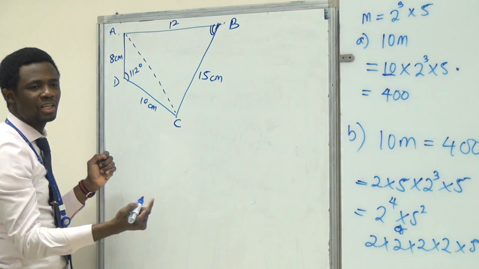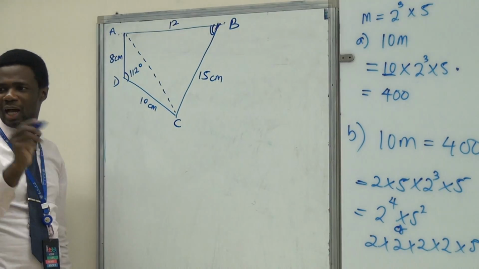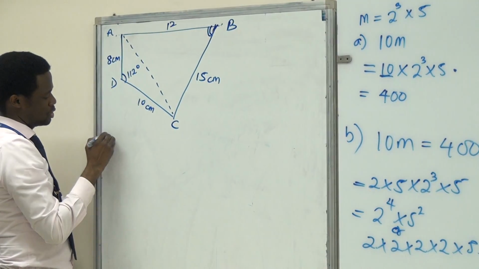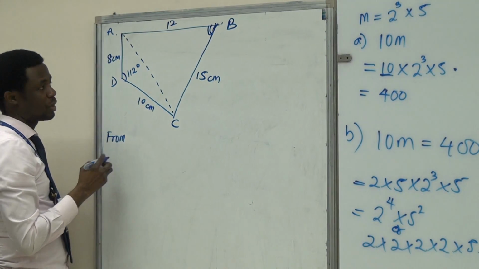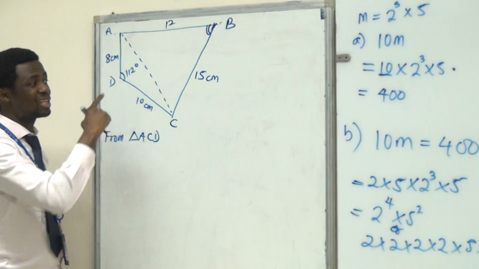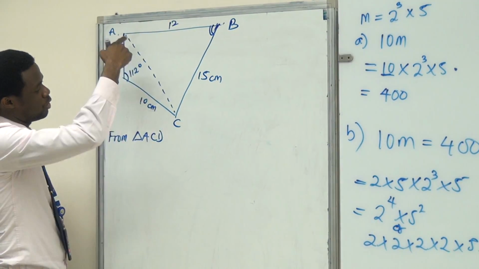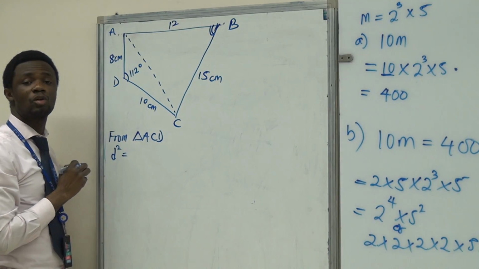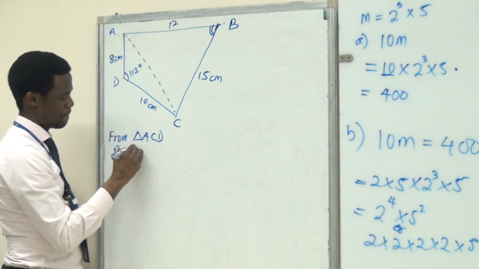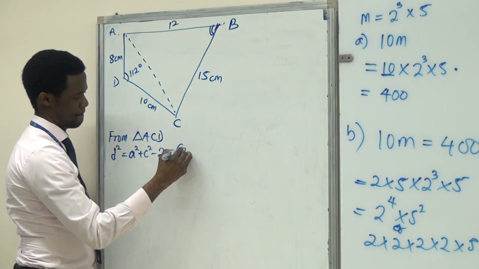I don't even need to find AC. I'll find AC squared, because I need the same AC squared. So there's no need to find the square root and get the decimal and approximate. Do you understand my point? So this is how I would do this. From triangle ADC, because there are two triangles now, so I'm being specific. Can you state the cosine rule for me, please? D squared equals A squared plus C squared minus 2AC cos D.